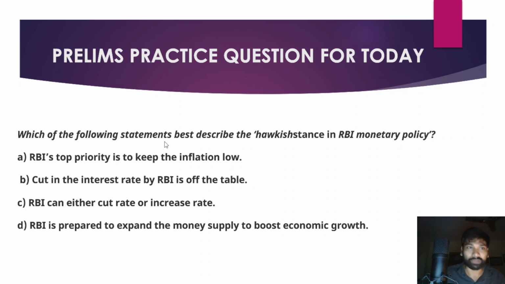The first statement says that RBI's top priority is to keep inflation low, the second statement says that a cut in interest rate by RBI is off the table, the third statement says that RBI can either cut rate or increase rate, and the fourth statement says that RBI is prepared to expand the money supply to boost economic growth.